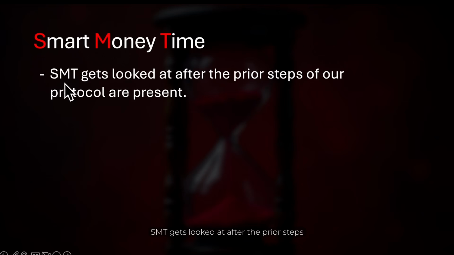Smart Money Time. Let us define what SMT actually means. SMT gets looked at after the prior steps of a protocol are present. Meaning, within this model series, you have been introduced to concepts in a specific order. SMT forms in this order, meaning the prior steps first need to be present before we even consider looking at SMT. If this is not clear to you, don't worry. Down the line within this series, I'm going to show you the full protocol during a separate lecture.